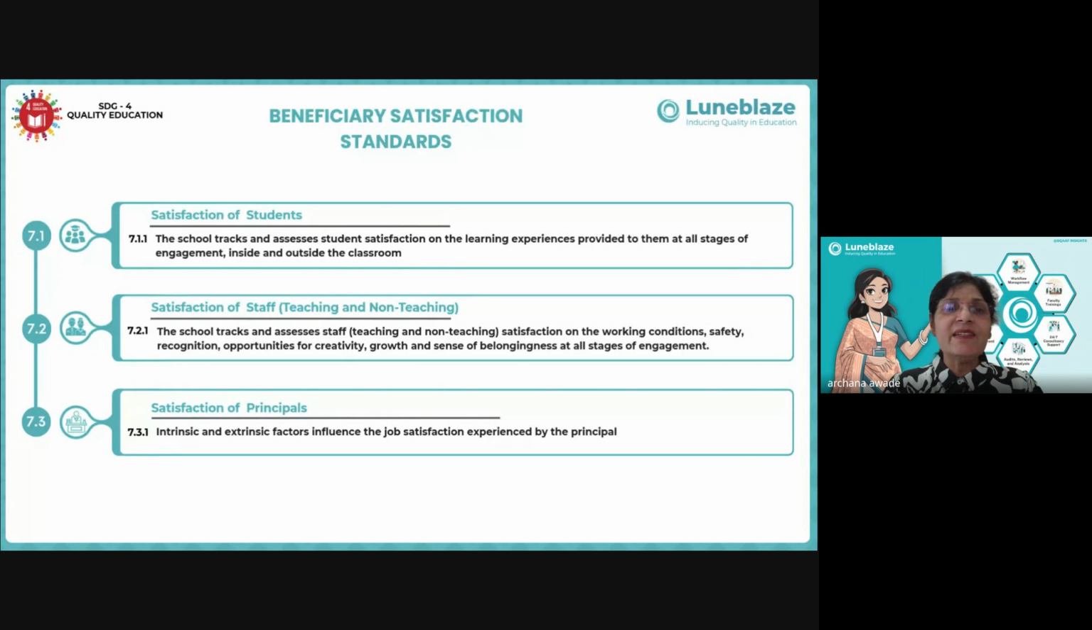So the standard is also the standard statement. How we can measure the satisfaction level of the principal has been defined by the SQAAF framework.